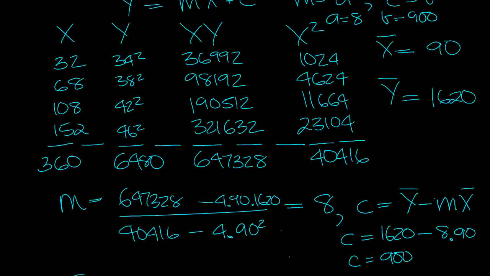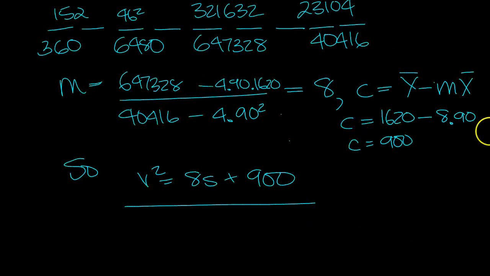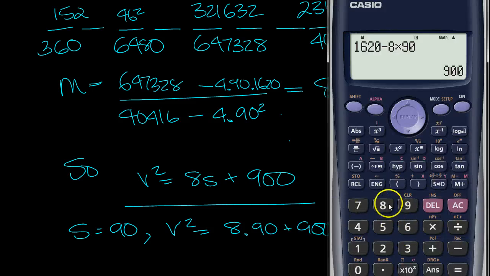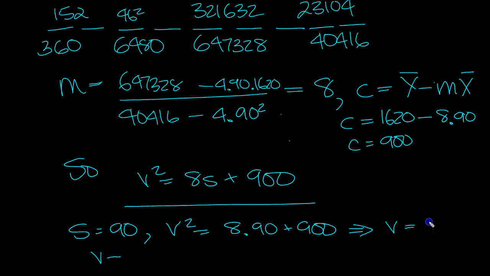Now the question asks for estimate v when s is 90. Eight times 90 then plus 900. So that tells us what v is when we square root the answer. 8 times 90 plus 900 is 1620, square root of the answer then, 18 root 5, which is 40.25, and that's to 2 decimal places.